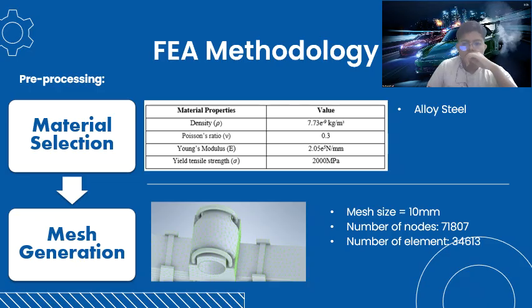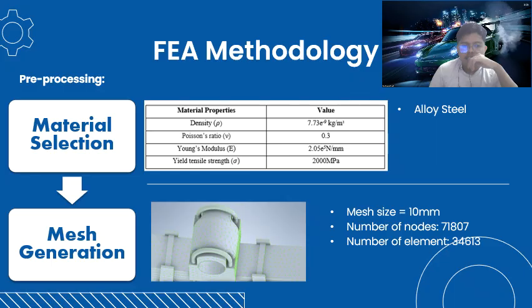Okay, next I will talk about FEA methodology. So first is pre-processing. Material selection. Leaf springs are typically made from high strength material like carbon steel or alloy steel to ensure performance, durability, and load capacity. In this study, alloy steel was selected, a commonly used material in automotive applications. The mechanical properties applied in the simulation are listed below.